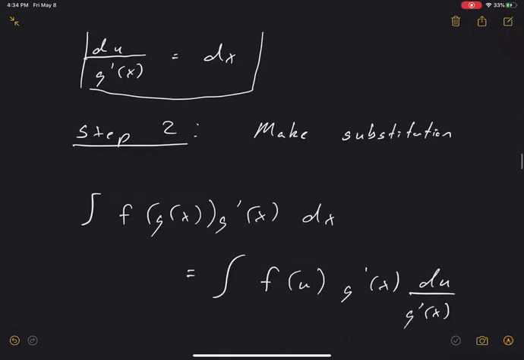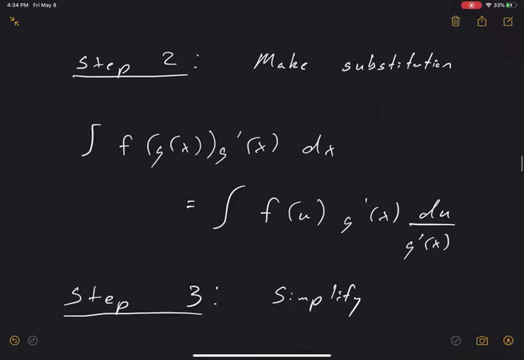Step 2 would actually be plugging this stuff into my problem. So this is my original problem. I have the indefinite integral of f of g of x times g prime of x, and I figured out what my substitutions were in step 1. So now I'm going to go ahead and make those substitutions. I'm going to replace g of x with u, and I'm going to replace dx with this stuff, du over g prime of x.